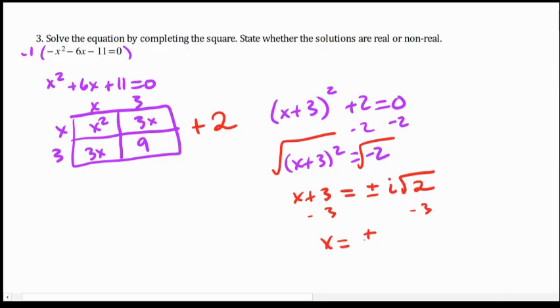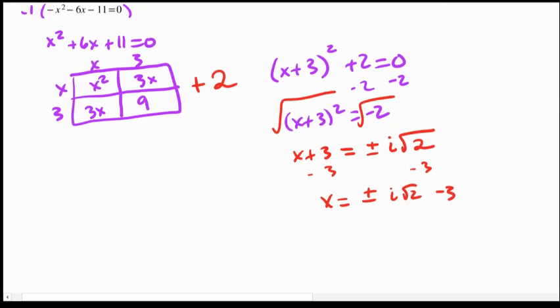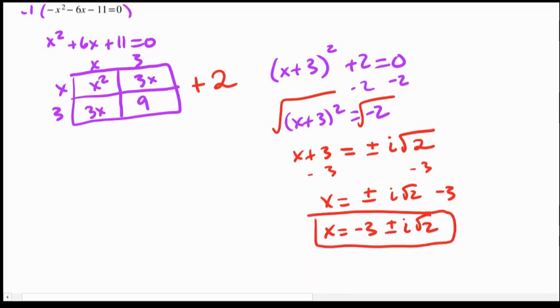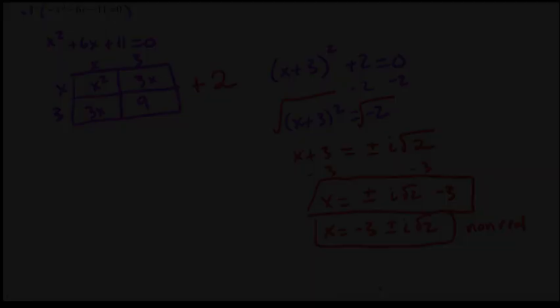So x equals plus or minus i root 2 minus 3, or you could rewrite it as -3 plus or minus i root 2. And either of these two answers would work, really, just whatever looks neater to you. But in this case here, since we have that i, we know that both of our solutions are non-real solutions.